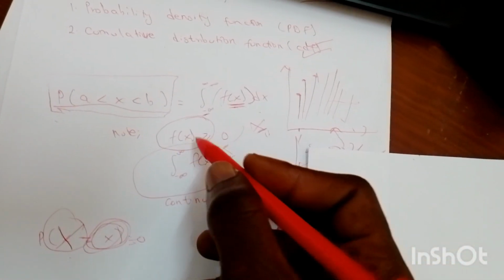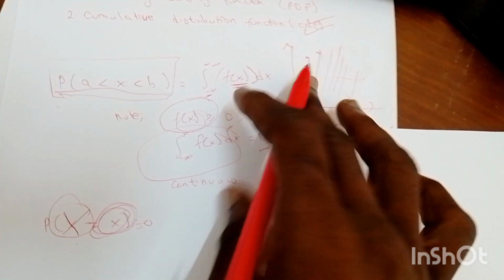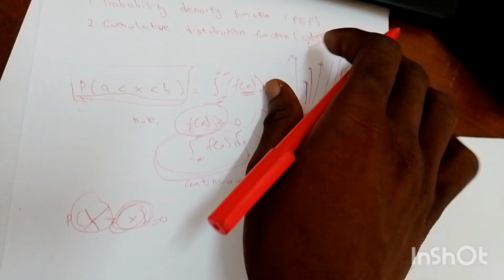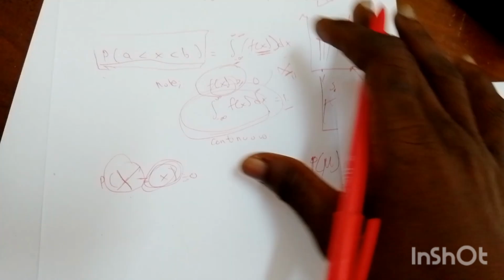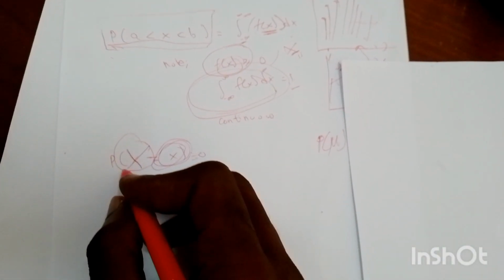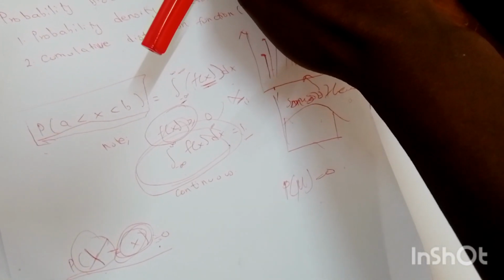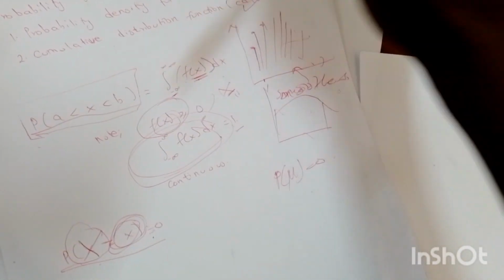Just a few things to note: at any point, your f of x will always be greater than 0, and when you add up everything, you should get 1, just like in probabilities. And then the probability at a single point just gives you 0. I'll explain this one when we move on. For now, let's move into some examples, starting with the first one, the density function.